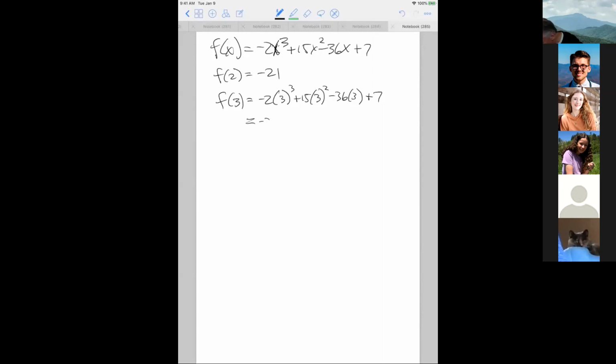Okay, so we end up with -2 times 27 plus 15 times 9 minus 36 times 3 plus 7. So I'm going to go ahead and multiply this out. I get -54 plus 135 minus 108 plus 7. Let's do one step at a time. That's 81. If I take 54 away from 135, I get 81. And then 81 minus 108 plus 7 is equal to minus 20.